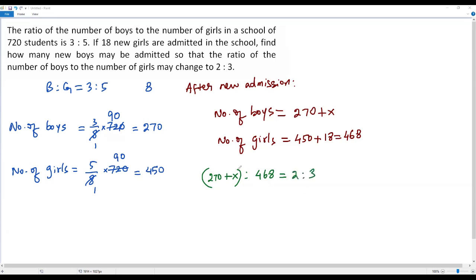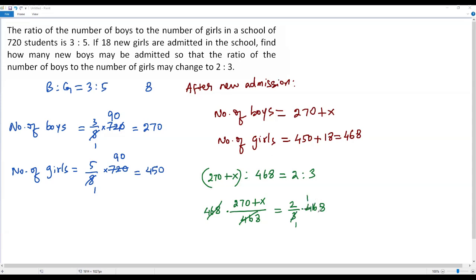My aim is to find the value of x, which represents the number of new boys admitted. To find x, I write each ratio as a fraction: (270 + x) over 468 on the left side, and on the right side, 2 to 3 as a fraction is 2 over 3. Now to solve for x, we have to isolate x by getting rid of all the values around it. First let me multiply both sides by 468 to get rid of the denominator on the left side. This 468 cancels out, and on the right side, 3 goes into 3 1 time, and 3 goes into 4 1 time, with 1 left over.